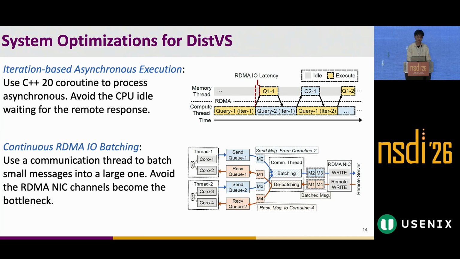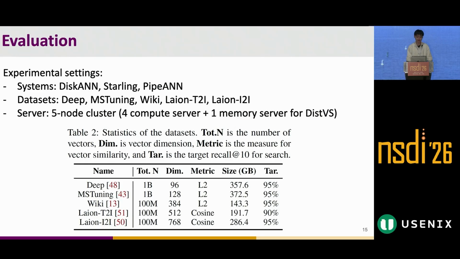The second is continuous RDMA I/O batching. Our communication between the memory server and the compute servers only requires sending node IDs and graph data, so the data is very small, maybe several hundred bytes. If we only send such small messages, the RDMA NIC channel becomes the bottleneck, because each still requires RDMA transfer time, and if we have a lot of messages, they will be blocked. So we use RDMA I/O batching, using the communication thread to batch small messages into a larger one.